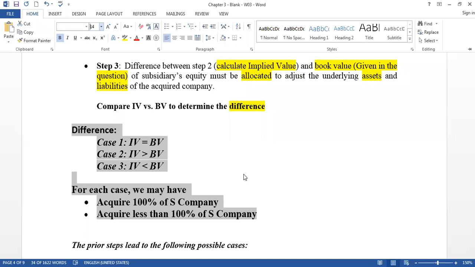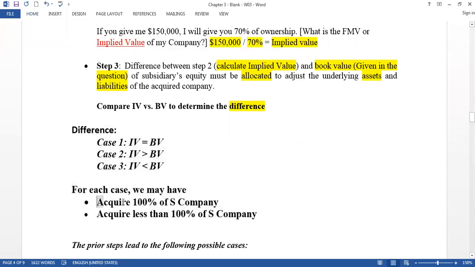So first, we are going to determine whether there is any difference between implied value and book value. We may have three cases. Implied value equals book value, there is no difference here. Otherwise, implied value is greater than the book value, or implied value is lower than the book value. And in each case, we may either acquire 100%, or we acquire less than 100%.